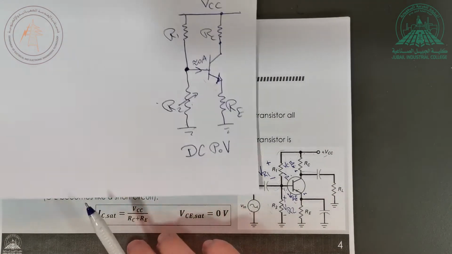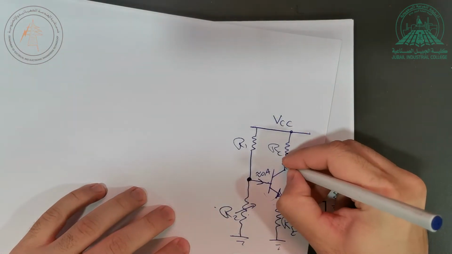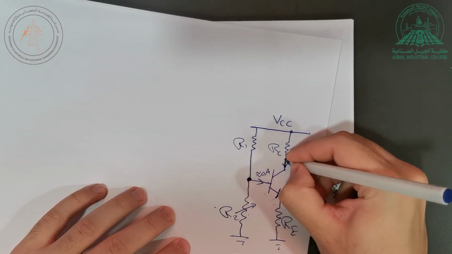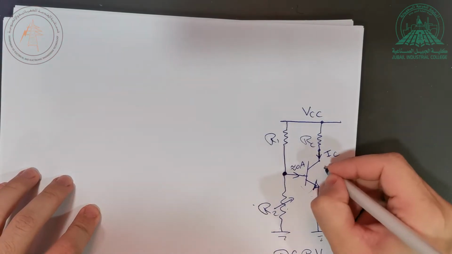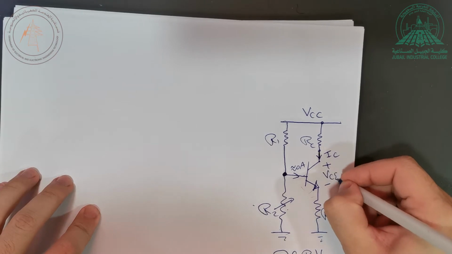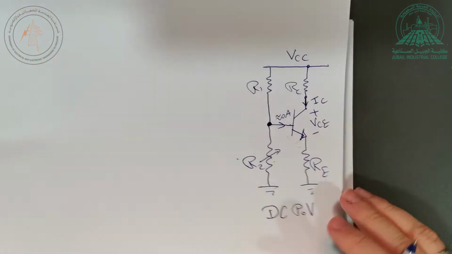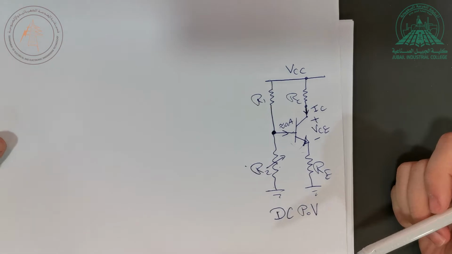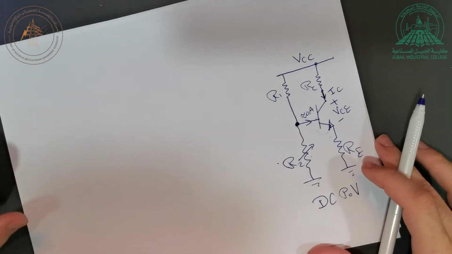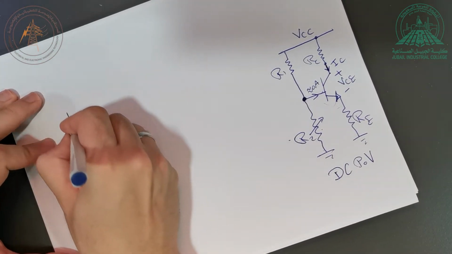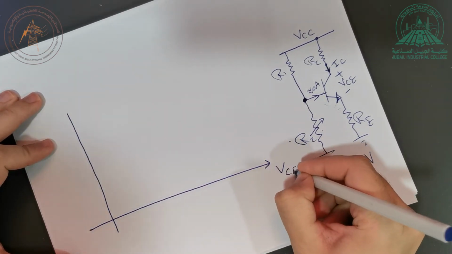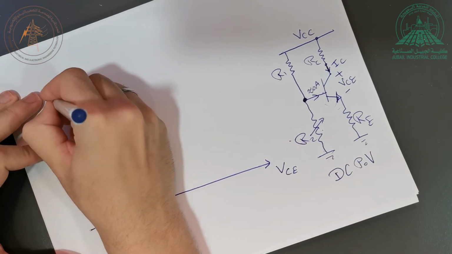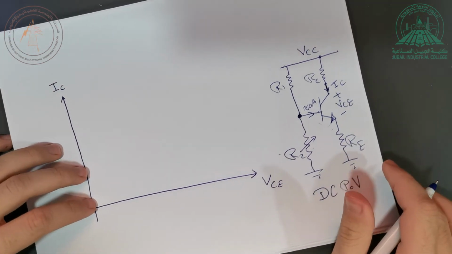At that point, if I talk about this current, because when you talk about the load line, it's basically a graph between this current, which is IC, and this voltage, VCE. So we have IC and VCE. Let's try to draw that. I'm going to plot something like that. Here I have VCE, and here I have IC. I need to draw the load line.